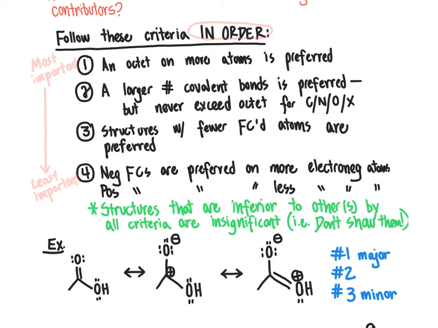So going through our list here, 1 through 4, following those criteria in order to determine major and minor resonance structures. First off, an octet on more atoms is preferred. So when we look at our three structures here, and we think about whether the atoms all have octets or not, we're going to take a look first at the structure on the far left and ask yourself, is there a complete octet around all the atoms there?